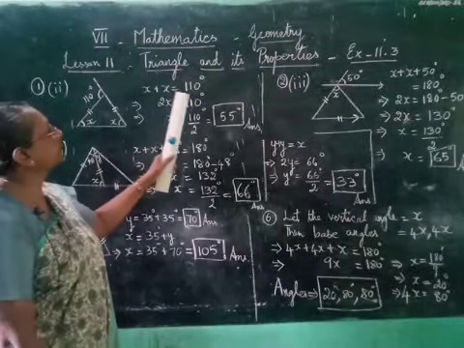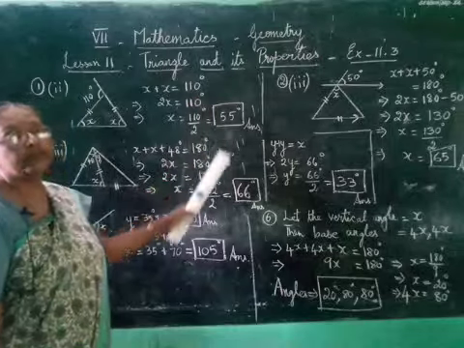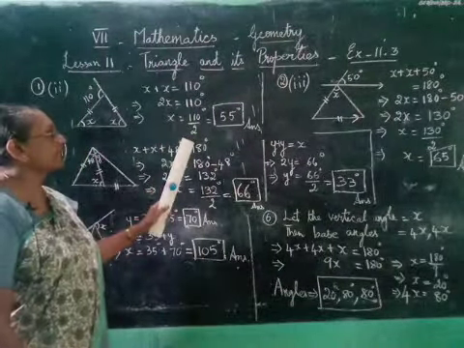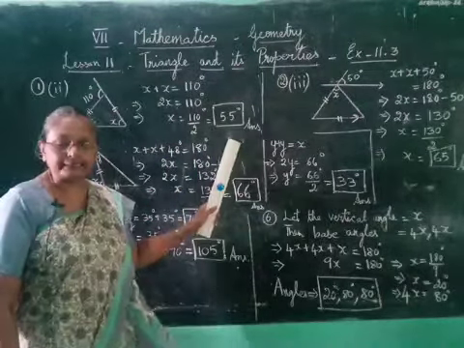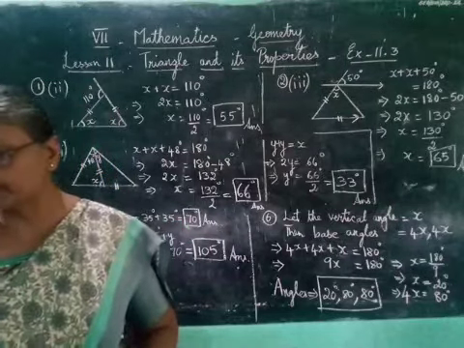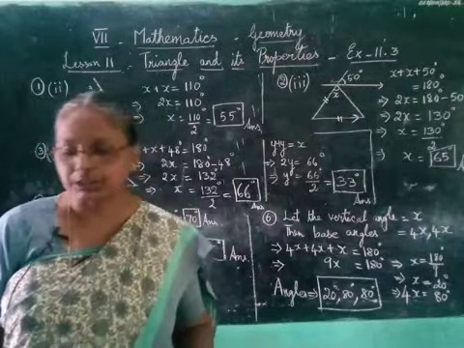The exterior angle is equal to the sum of its opposite interior angles, which are x and x. So, x plus x is equal to 110 degrees. Therefore, 2x is equal to 110 degrees. So, x will be equal to 110 by 2, which is 55 degrees. Now I can see the second sum. Find the value of x in each of the following figures. We will see the third subdivision in that.